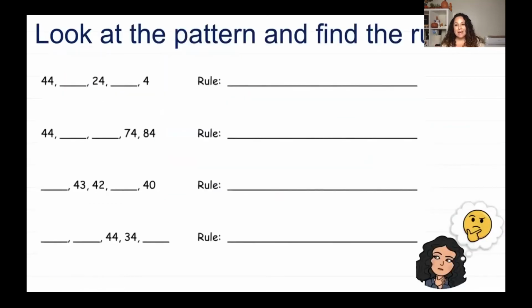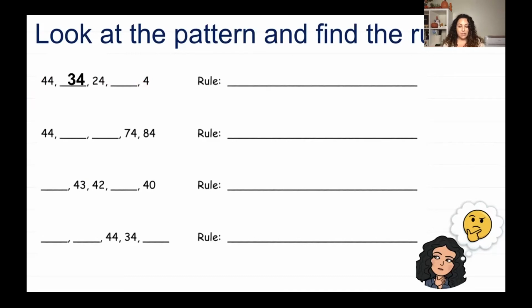Okay, let's look at the pattern and find the rule. So I have these 4 problems here, and I'm either going to add 1, subtract 1, add a 10, or subtract 10. So let's look at 44, and I get all the way to 4. So what am I going to do to get those numbers? Am I going to add or subtract? Are those numbers getting bigger or smaller? Well, if I start with 44 and I get to 4, those numbers are getting smaller. So am I going to subtract 10 or subtract 1?